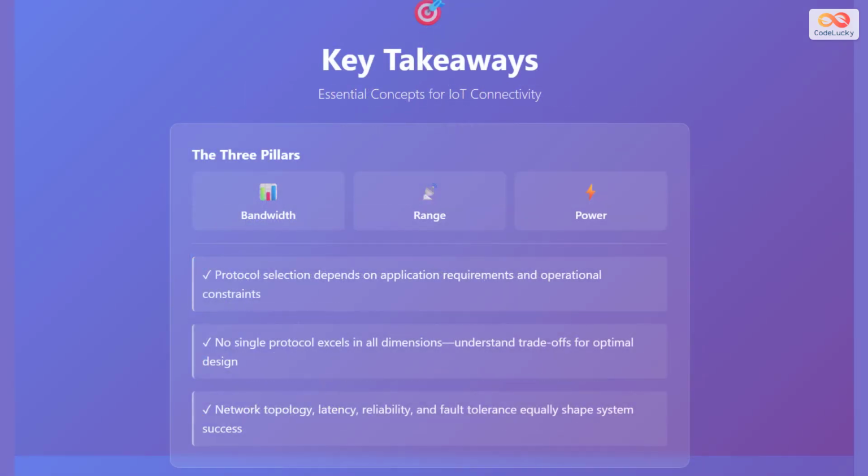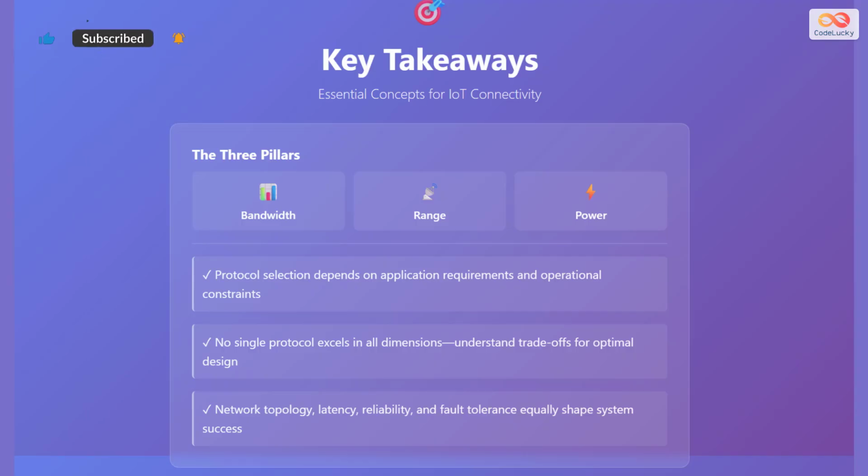Let's recap the three pillars of IoT connectivity: Bandwidth determines how much data you can transmit. Range determines how far your signal reaches. Power consumption determines how long your devices can operate. Remember, protocol selection depends on your application requirements and operational constraints.